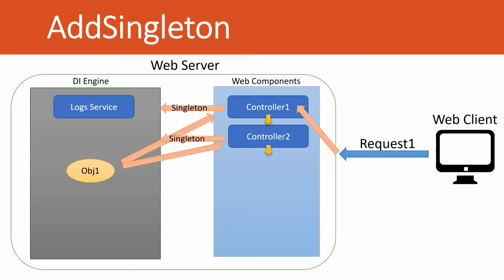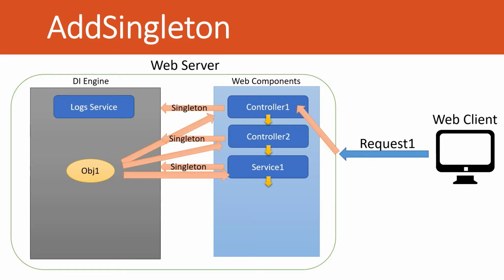Then it calls the next service called service 1. Service 1 also has a dependency on logs service. So this one also does the request to the DI engine for logs service. This time also it processed that request, and as it is a singleton, it won't create a new object. It will share the same object it has already created. Then service 1 will use that object for logging.